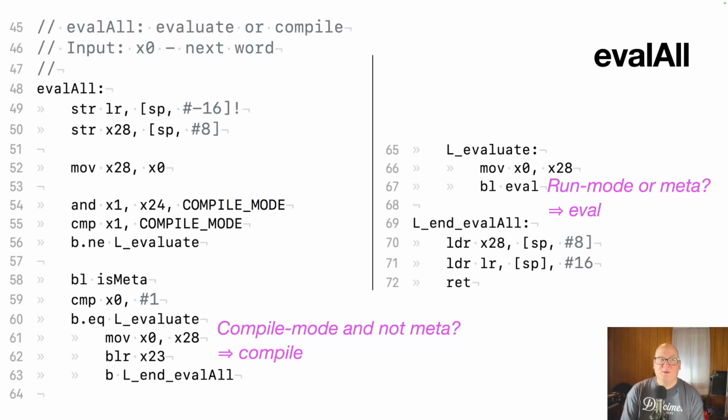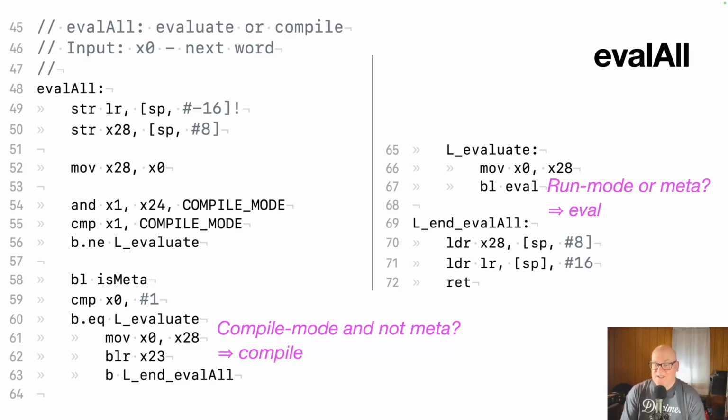Next, we have our new evaluate routine. It uses the old evaluate we had, which knows how to interpret a word, but evalAll introduces the notion of run mode and compile mode. And so we see in 54 through 56, it's basically trying to determine, are you in run mode or compile mode? So if you're not in compile mode, you must be in run mode, and you're going to go over to 65 on the right.